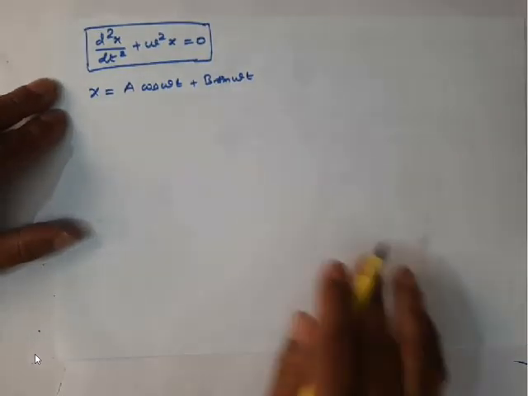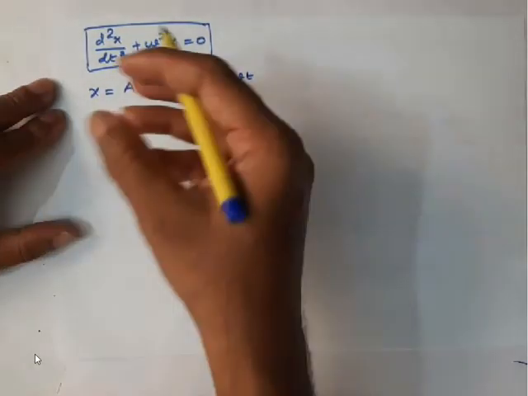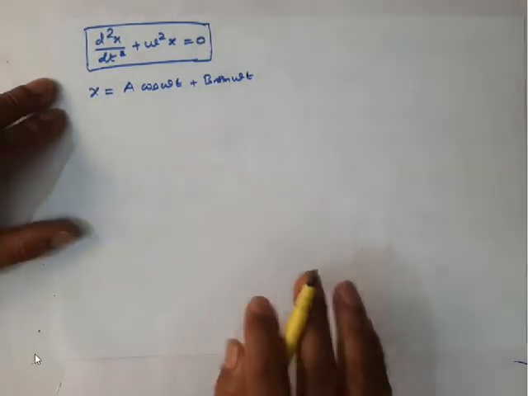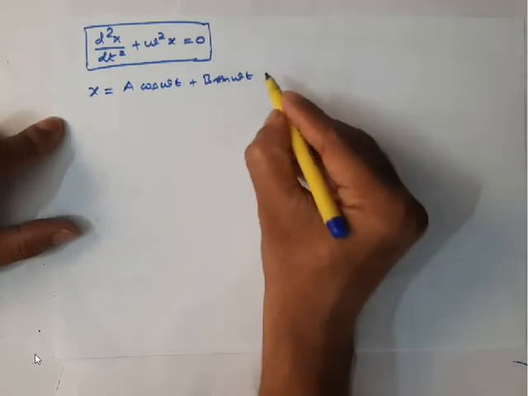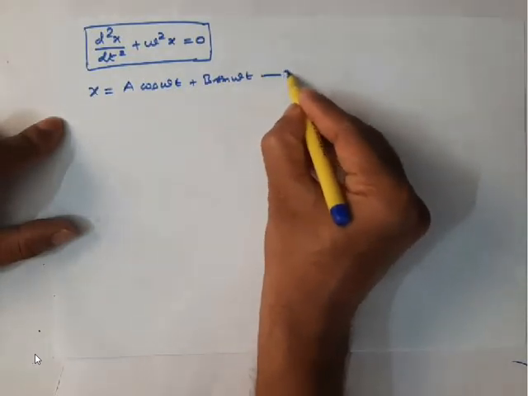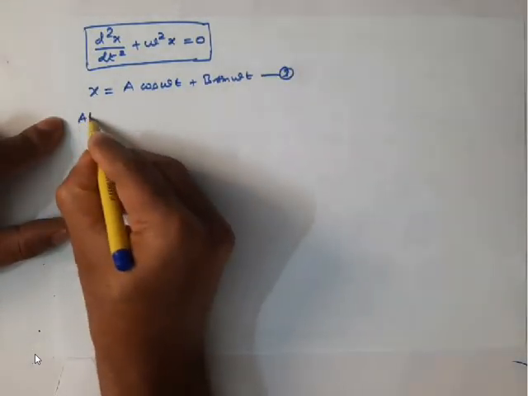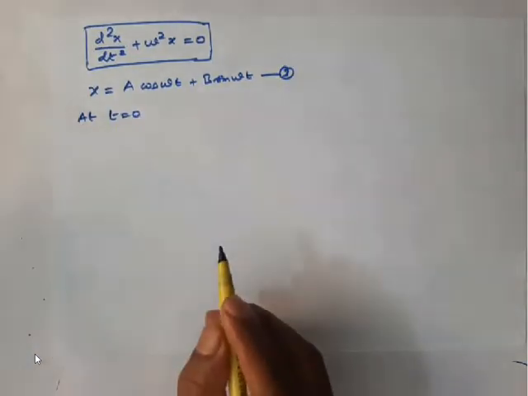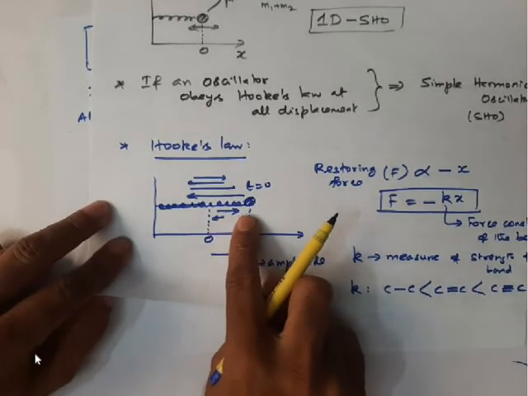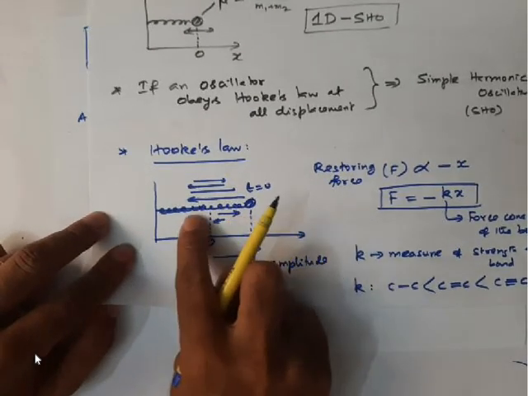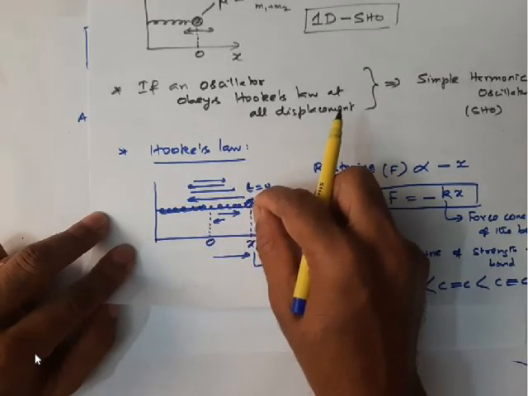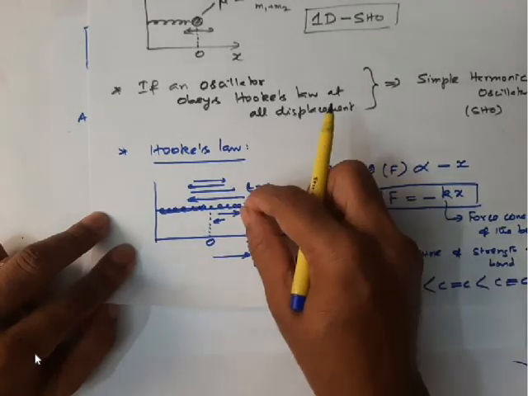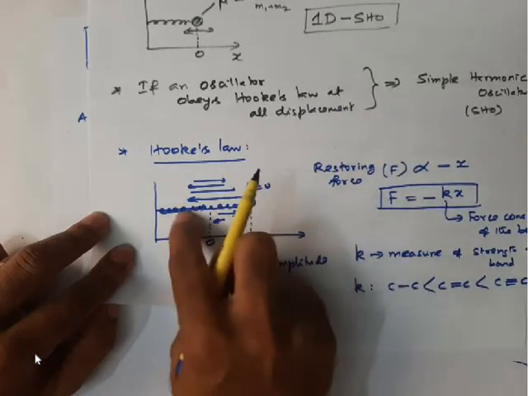Now what we have to do? We have to make the solution applicable for our system. Let us take this equation as equation number 3. I told you when we started Hooke's law that initially the body is under stretched condition. We have kept the body at stretched condition at time 0. If you release, then the body will start to oscillate.